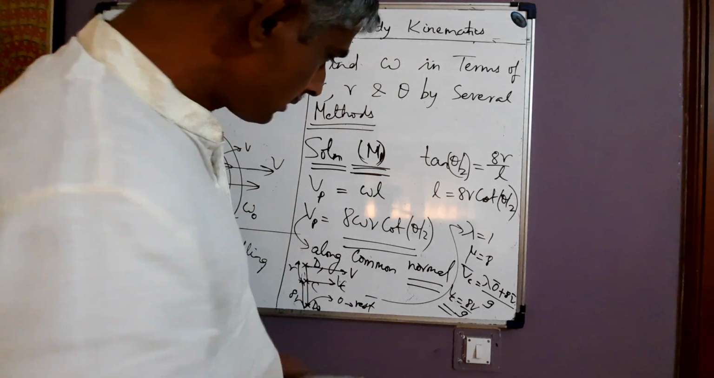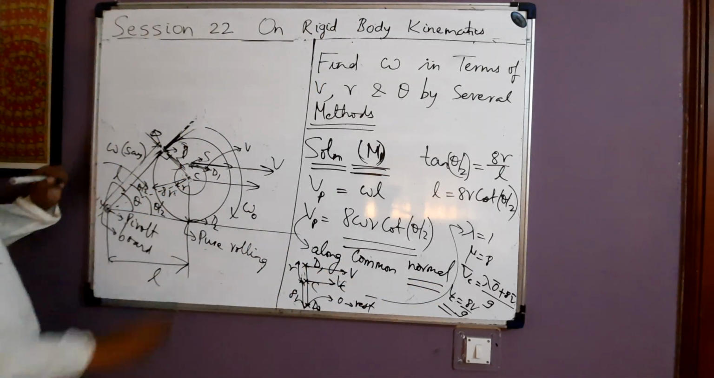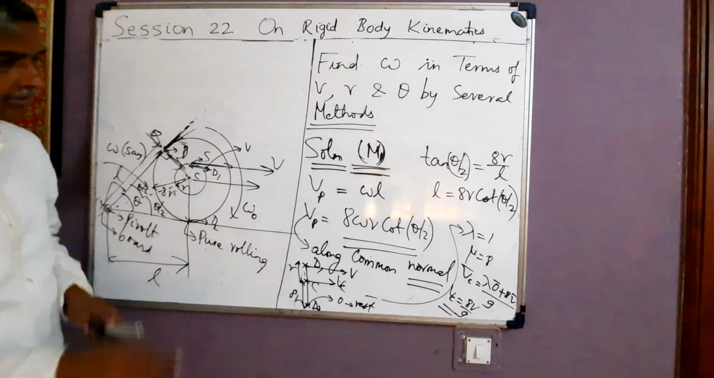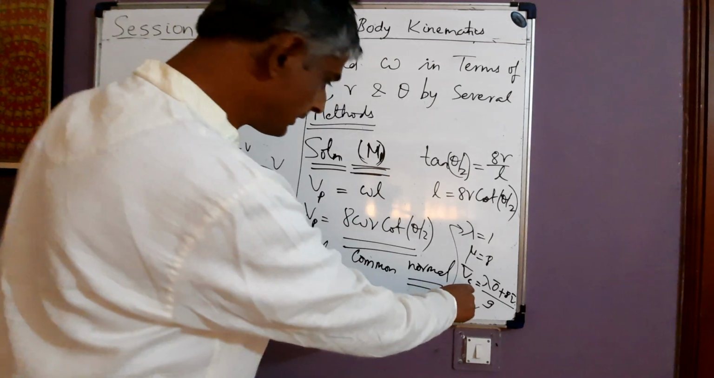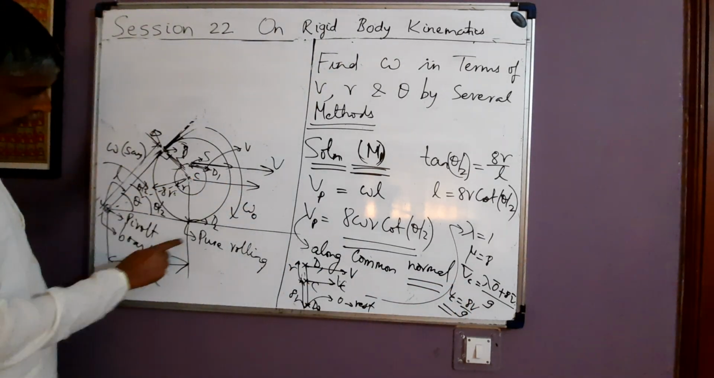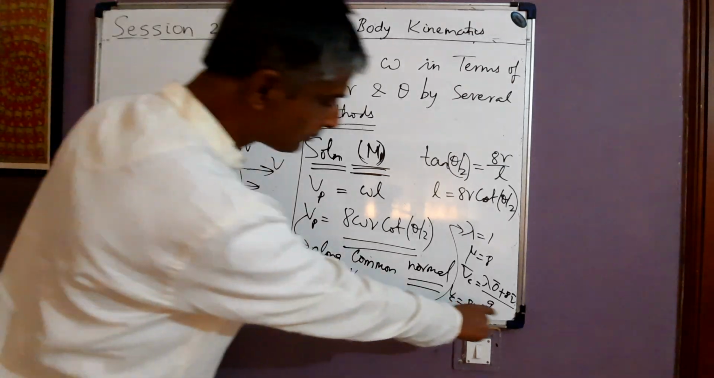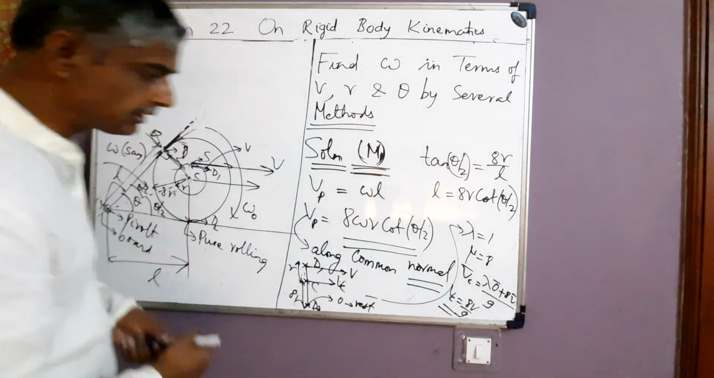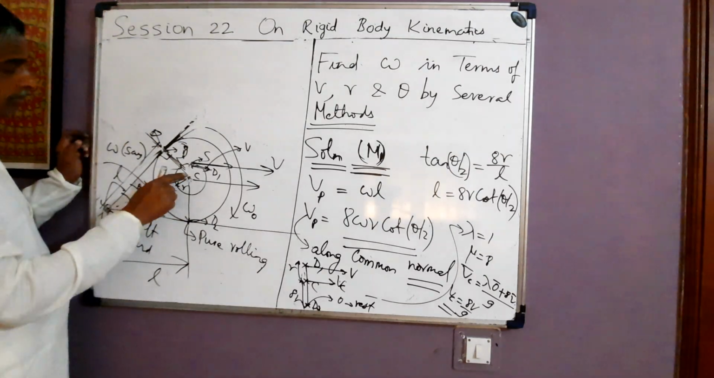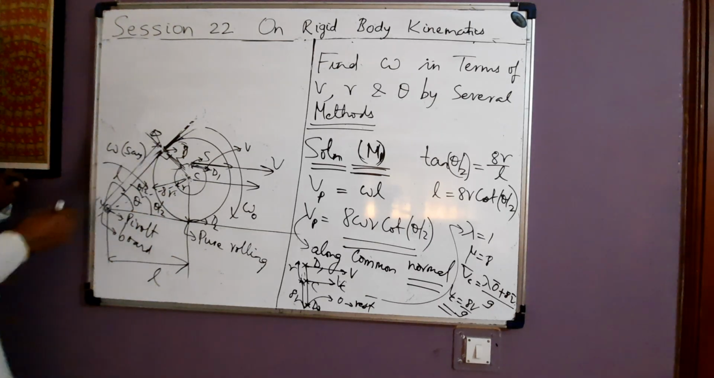So I have applied the section formula here. This is R, this is 8R. Vc is equal to 1 into 0 plus 8 into V, divided by 1 plus 8. So Vc is 8V by 9 in the rightward direction. Now I apply SRC for velocity between C and D.